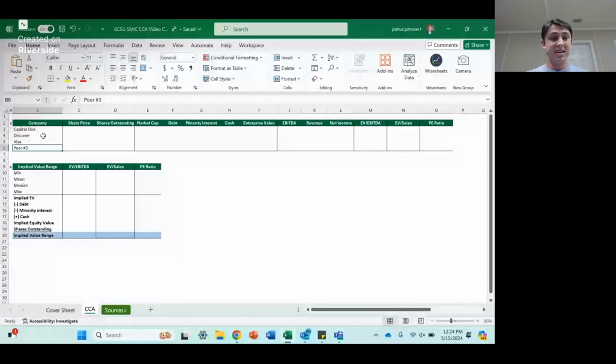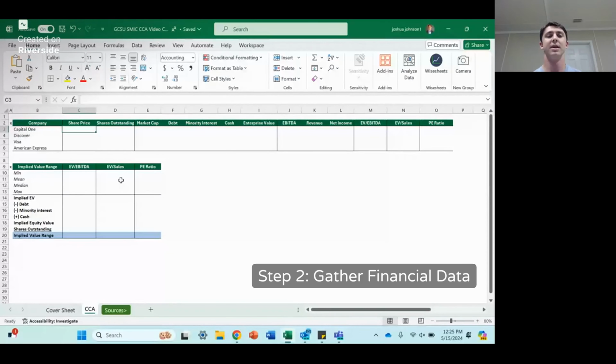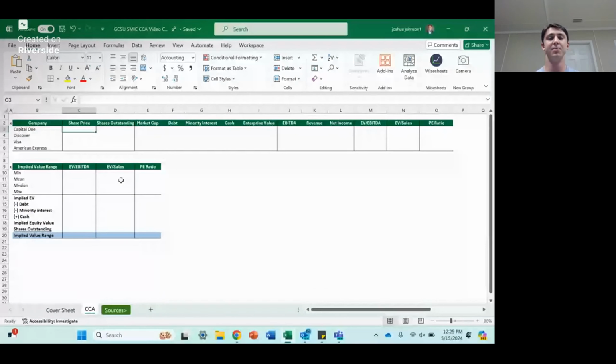Probably Visa. Let's think for a sec. One other one, probably American Express. Okay, now that we have our 3 peers, that's the first step, right? You want to figure out the peers of the company. And then the second one is you want to pull financial data. You want to be able to pull the data of each of these companies, right?